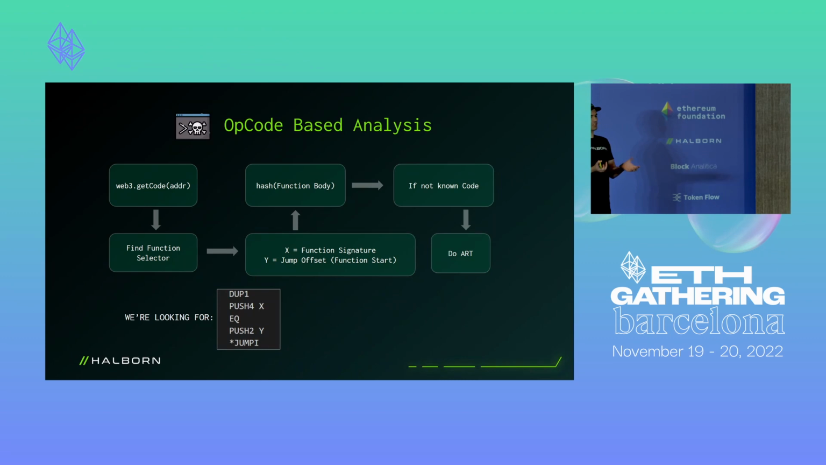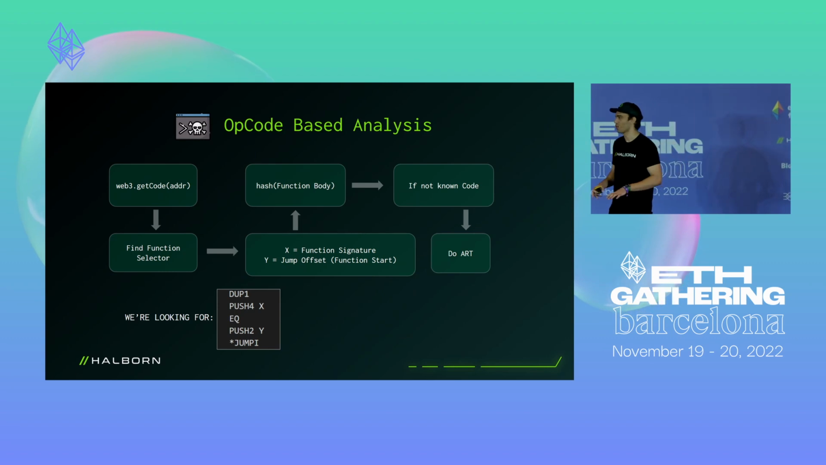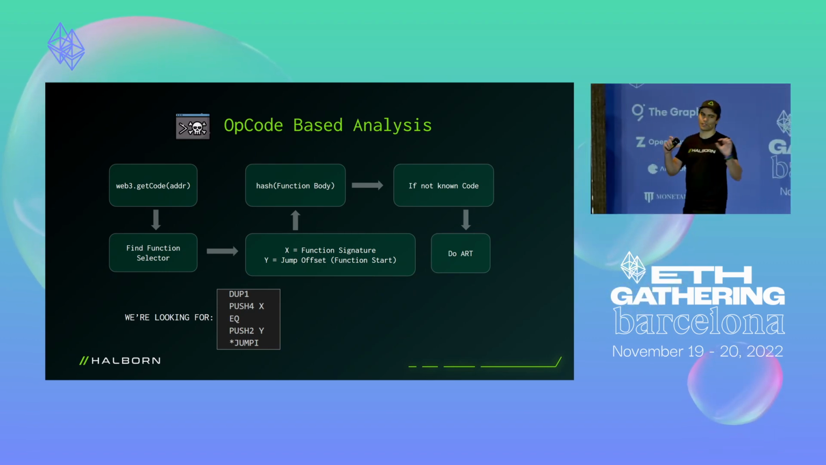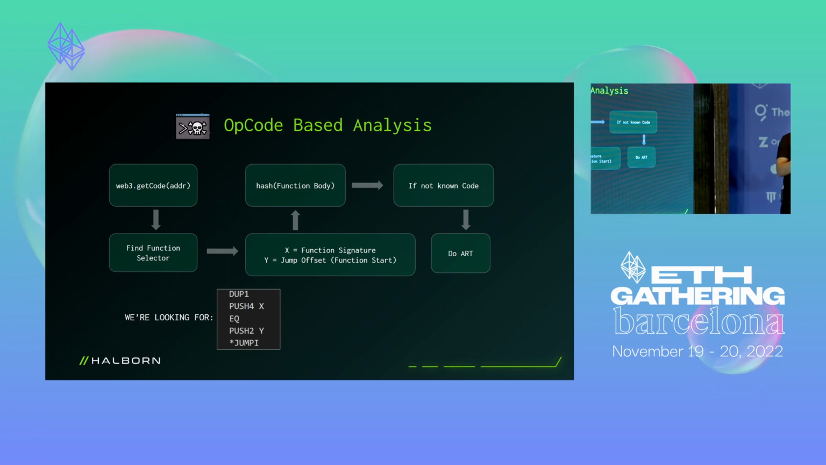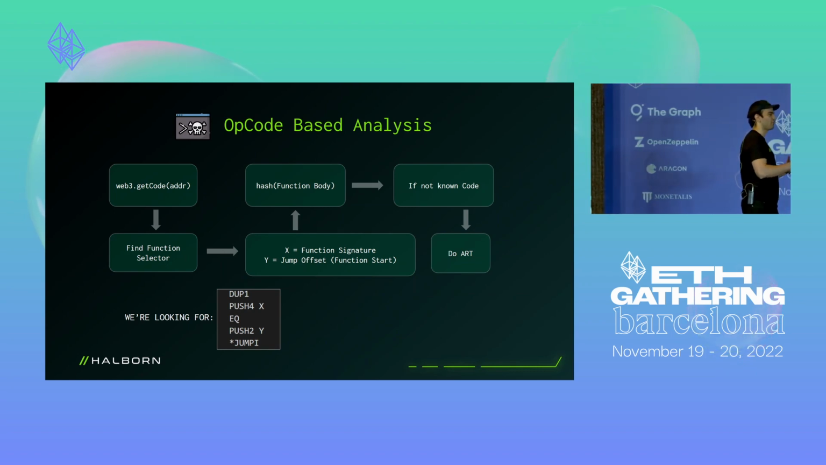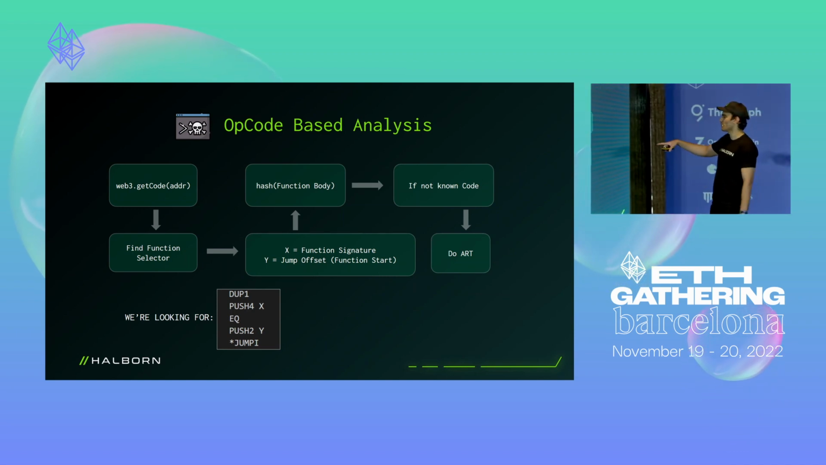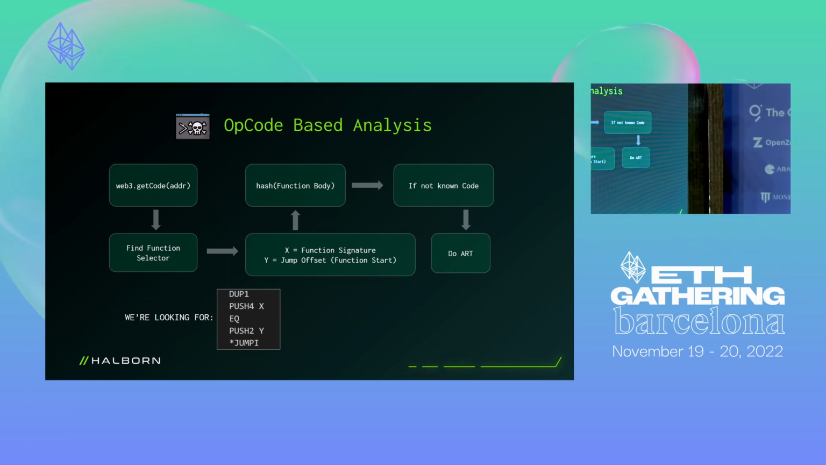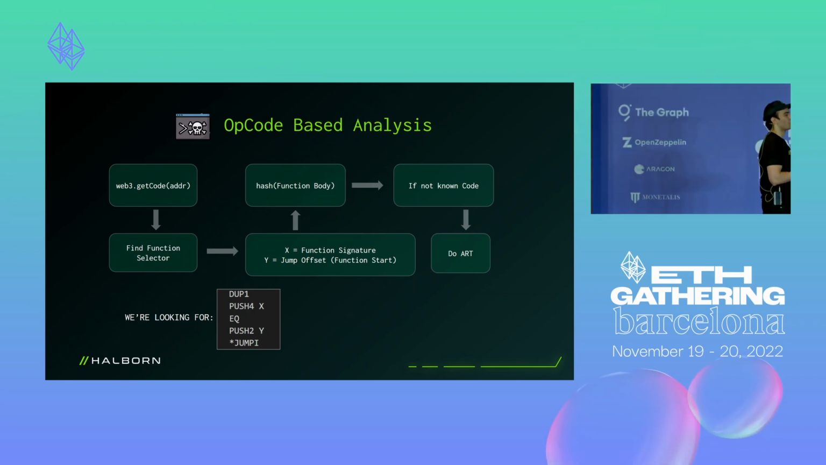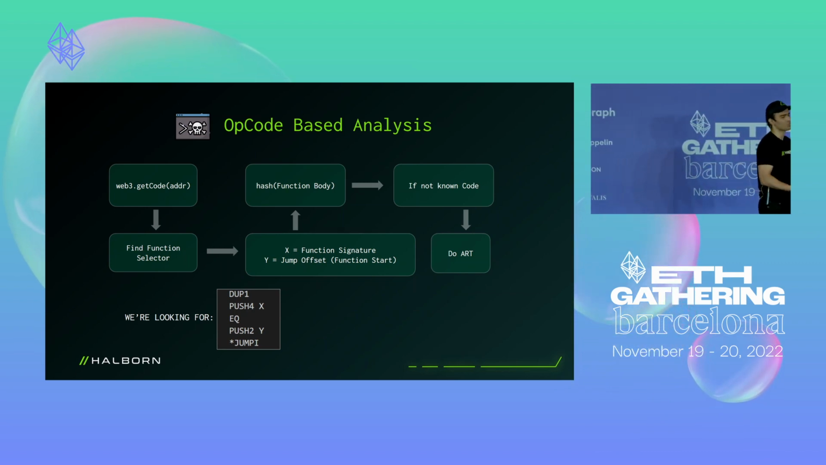So, opcode-based analysis: how are we going to do that? How is the entire flow going to work? We have the contract address, so we get the bytecode. After that, we find the function selector and parse it. We have the main functions to call and interact with. Based on that, we have the function selector signature and the jump offset, which is the start of the function. From that specific offset, we are looking for a return instruction or a stop instruction.